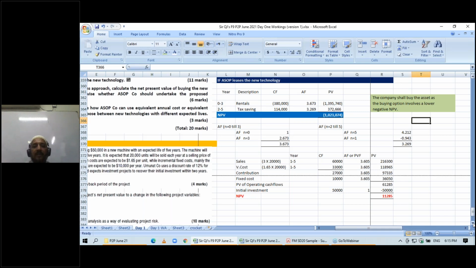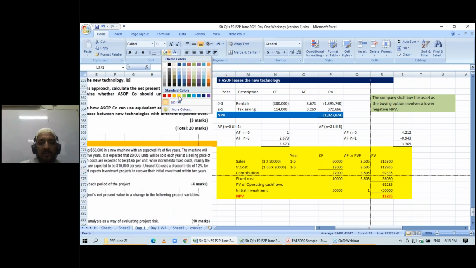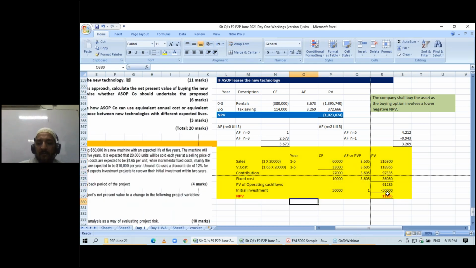Okay students, let's move on to Munat PLC. This was our NPV working for Munat PLC. Let me shade it for clarity to you people. I'm shading it with yellow. So the NPV we have arrived at is 11,285. Now, how is sensitivity calculated and what is it? Let me explain it to you. See, what do we mean by sensitivity?